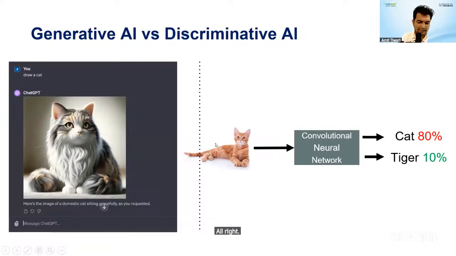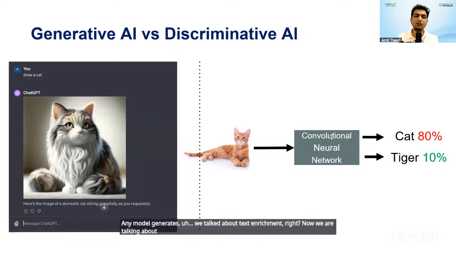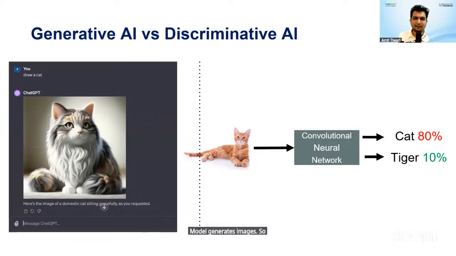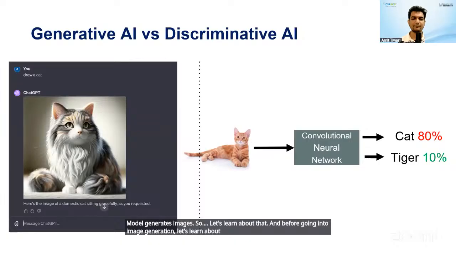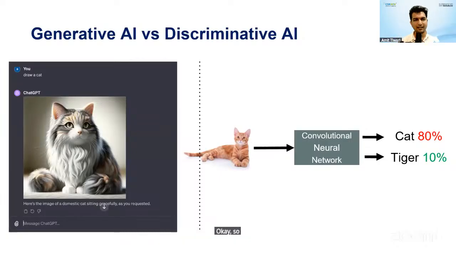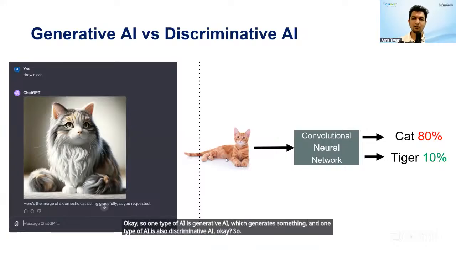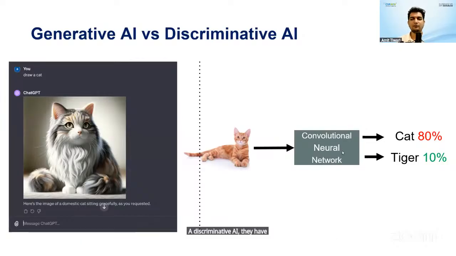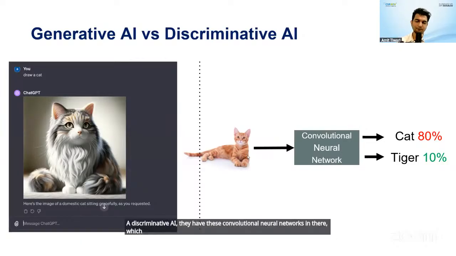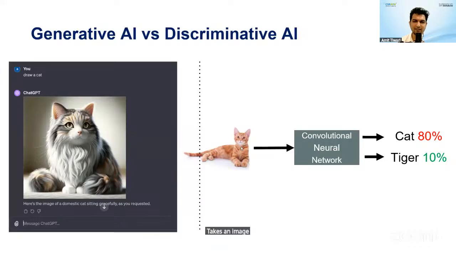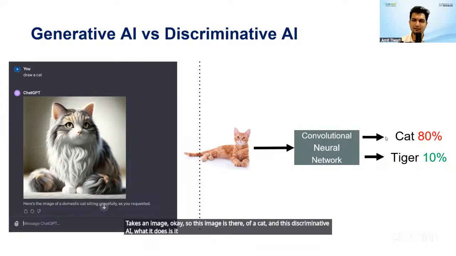All right. In order to understand how any model generates, we talked about text generation, right? Now we are talking about image generation, how a model generates images. So let's learn about that. Before going into image generation, let's learn about the two types of AI that are there. One type is generative AI, which generates something, and the other is discriminative AI. A discriminative AI has convolutional neural networks, which take an image, say of a cat, and classify it as a cat or a tiger.